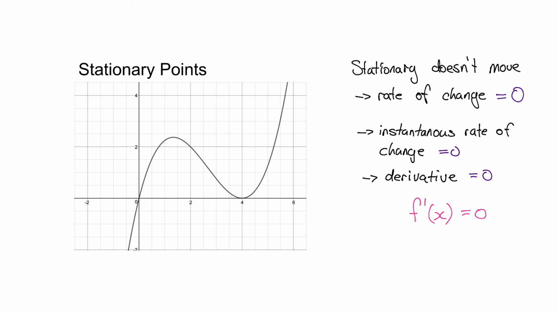our stationary points. Now on our graph here, the stationary points that don't move would be this point down here and this point up here. Because when we calculate, let's say, a tangent at this point, we'll have a horizontal line going through this point. So now we can find our stationary points by calculating when our derivative is equal to zero.